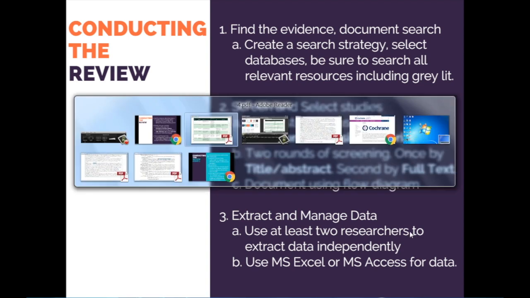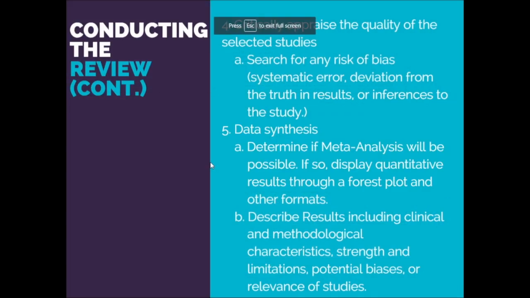Okay, step 4, pardon me there. Step 4 is to critically appraise the quality of the selected studies. So you'll search for any risk of bias in this step, either systematic error, deviation from the truth in results, or inferences to the study.